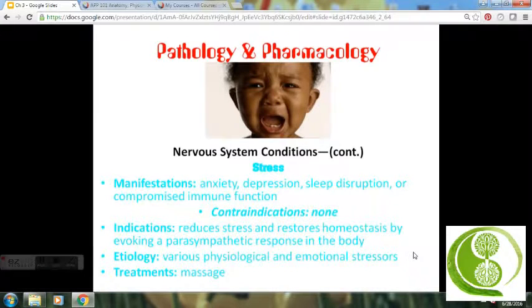Okay, next up with our nervous system conditions is stress, something everybody's familiar with. Manifestations can include anxiety, depression, sleep disruption, or compromised immune function. Massage is indicated to reduce stress and restore homeostasis by evoking the parasympathetic response within the body, that rest and digest response. The causes of stress are various physiological and emotional stressors. Treatments include massage and other stress management techniques.